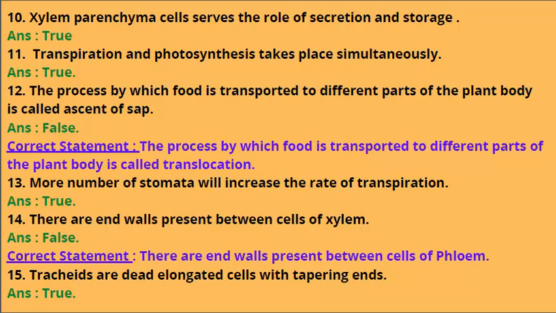Number 12, the process by which food is transported to different parts of the plant body is called ascent of sap. It is false. Correct statement is the process by which food is transported to different parts of the plant body is called translocation.